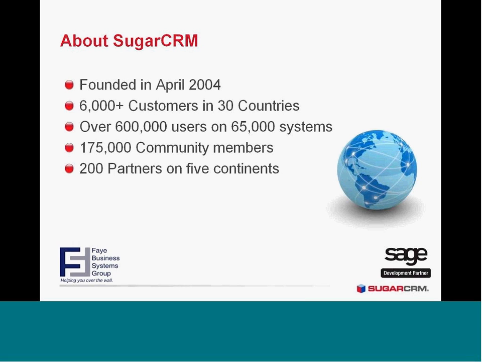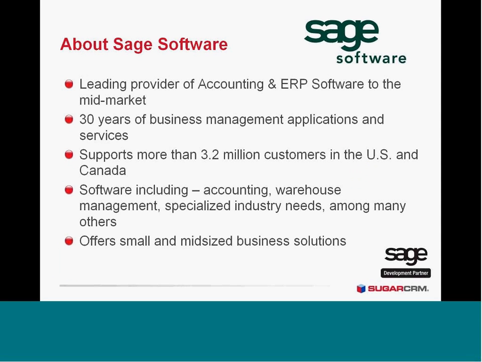A little bit about Sugar. As you may know, Sugar was founded in April 2004. There's over 6,000 customers in 30 countries, a lot of users on a lot of systems, with a lot of partners. Sugar is one of the hottest CRM software packages around. We're excited to be involved with it. Sage Software, who makes MAS 90 and MAS 200, is a leading provider of accounting and ERP software. Been in the business a long time, from the DOS days up through today, supporting over 3 million customers in the U.S. and Canada. Sage Software, as you probably know, does accounting, warehouse management, serving distribution, manufacturing, all kinds of industries.